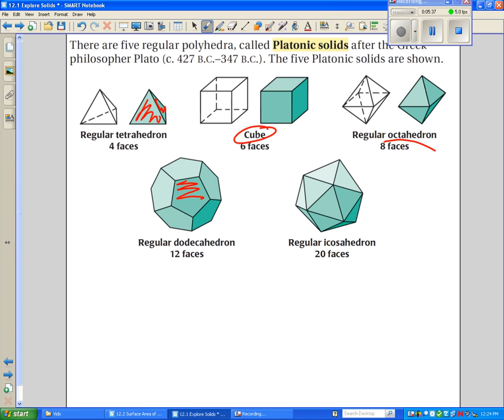This is a 5-sided figure, 12 faces to make this figure. And then we have an icosahedron, which is 20 faces of equilateral triangles. We don't work with this a whole lot because they're pretty difficult to do volumes and some other things with them. So it's really just getting familiar with the word Platonic solids because of a guy named Plato.